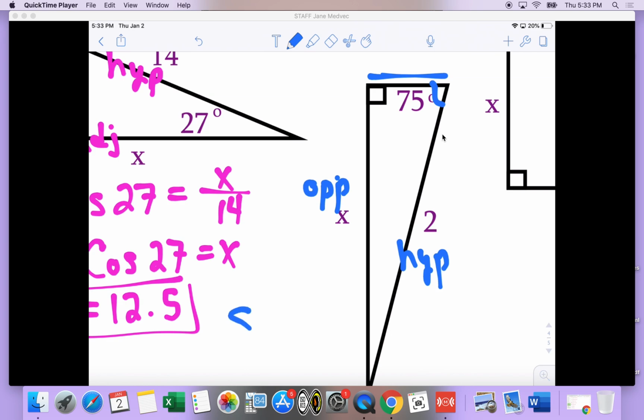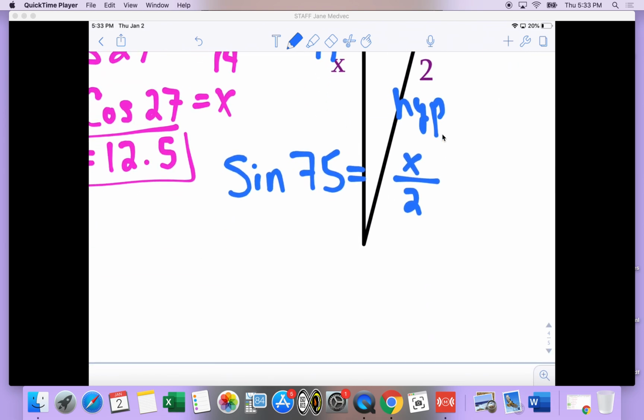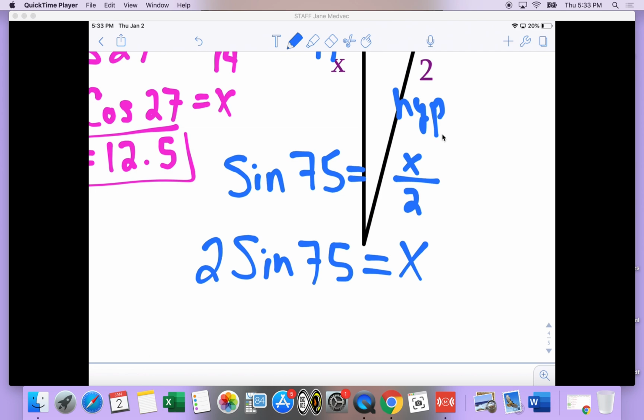Okay, so if I do that, I'm going to grab sine. So the sine of 75 equals, my opposite is x, and then it's over 2. Multiply both sides by 2. So 2 sine 75 equals x. X is 1.9.